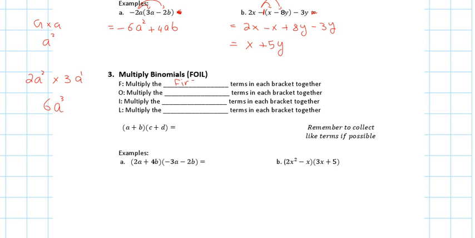Okay? So if I'm looking at these 2 binomials, which terms are my first terms in each bracket? A, C. A and C, right? So if I look at my first term, this is my first term and this is my first term. You guys agree with that? Yeah? So I multiply the A times the C, right? This is my first. So that's AC.